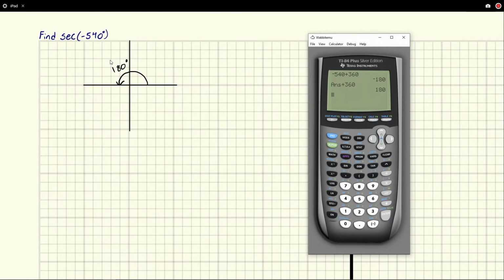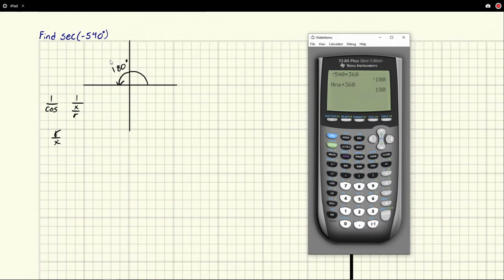We know that secant is the same thing as 1 over cosine, and cosine is x over r. In other words, we flip this and get that secant is equivalent to r over x. Since we weren't given an actual point or a distance, we're going to take these to just be 1. So this would be a 1 and this will be a 1.